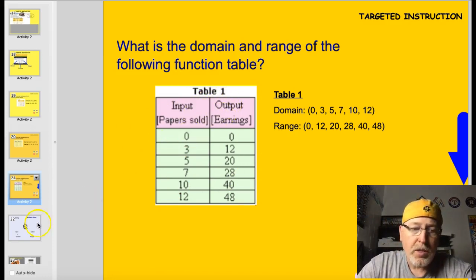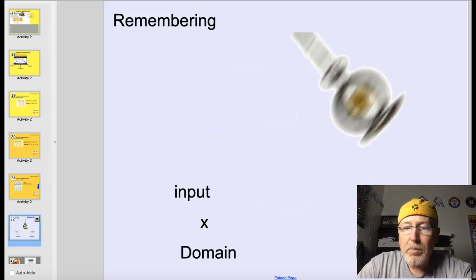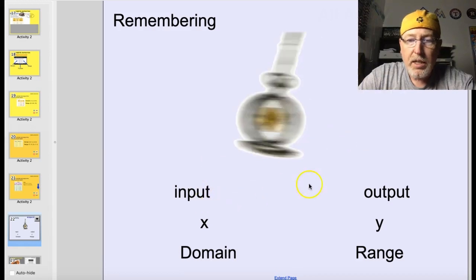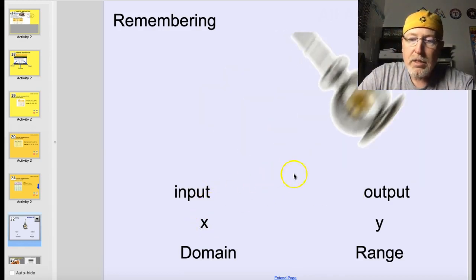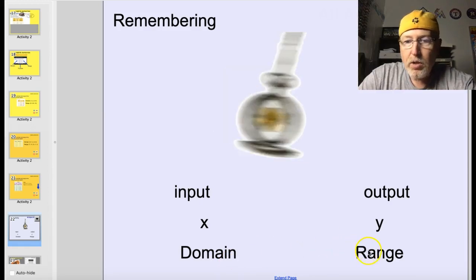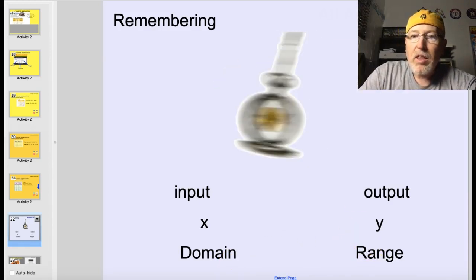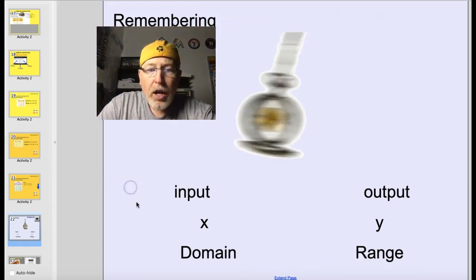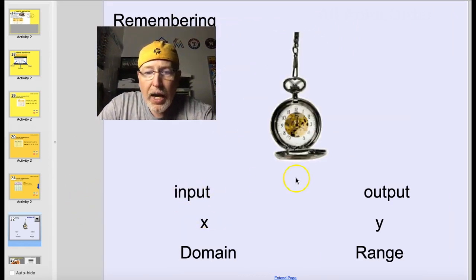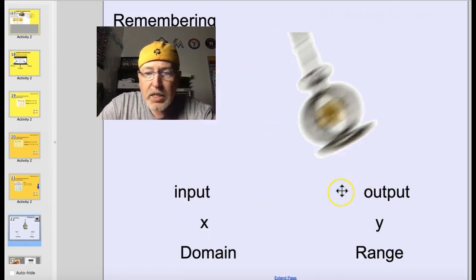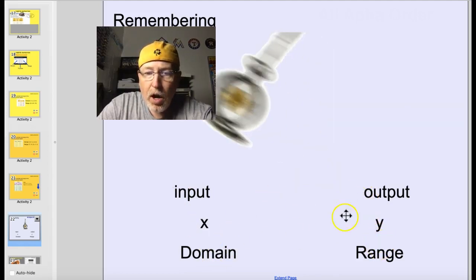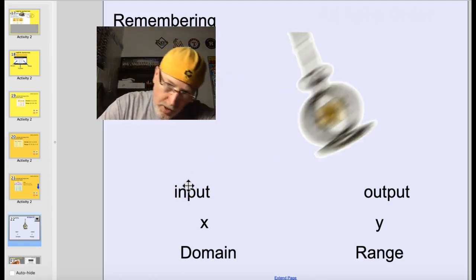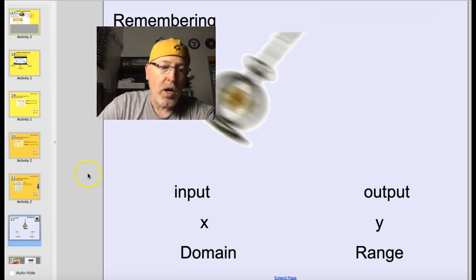So how do you remember this? Well, I don't know why so many people forget this. I mean, look at in, out, x, y, domain, range. They're in alpha order. I before O, X before Y, D before R. Domain, range, domain, range. I'm getting seasick watching that thing.